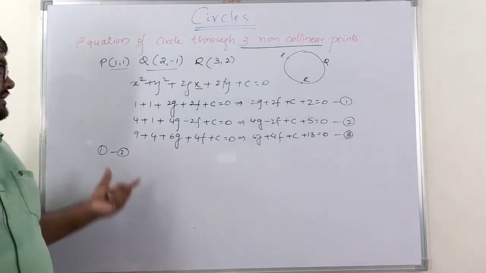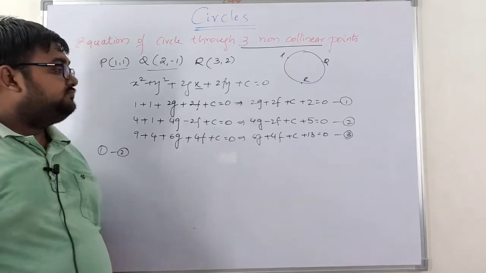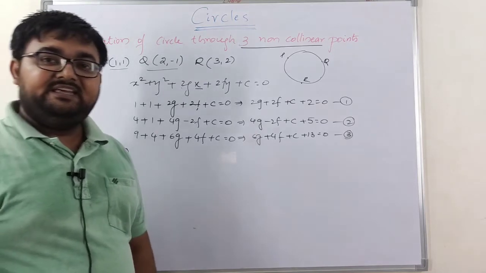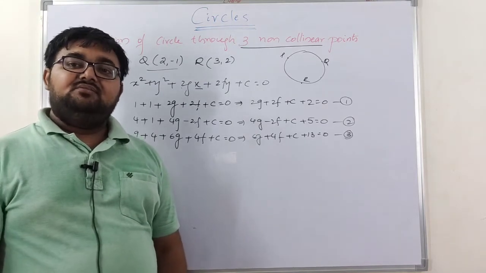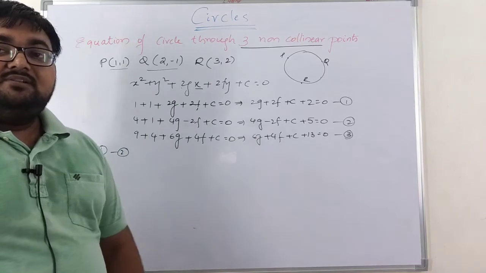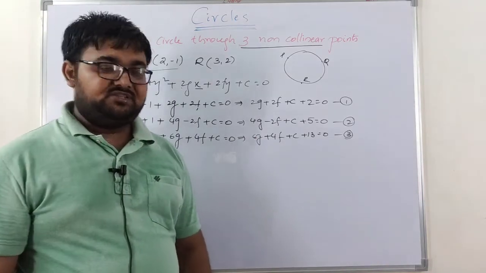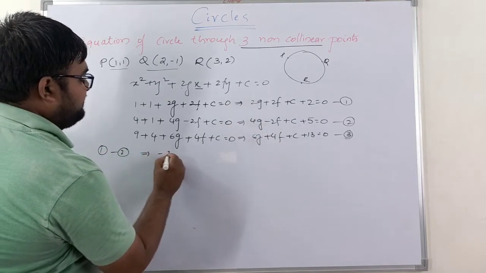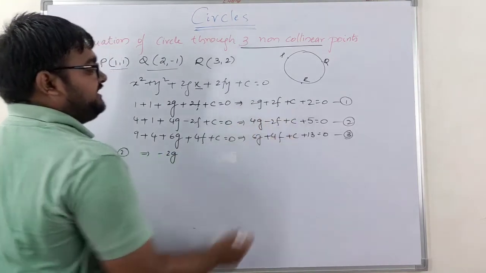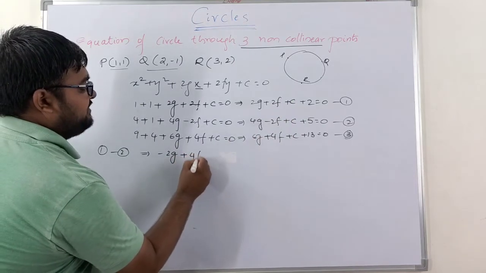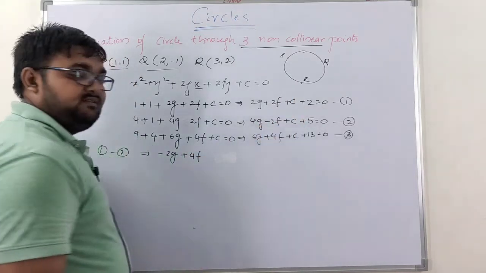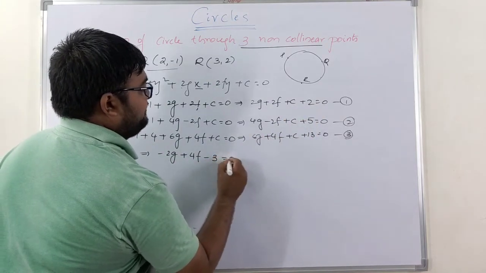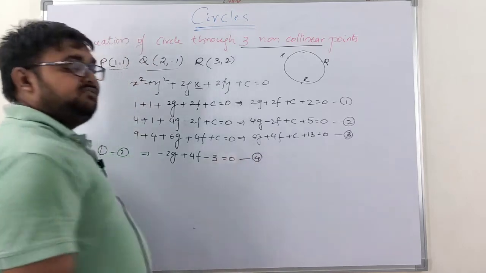Now equation 1 minus equation 2. Why are we doing equation 1 minus 2? You might already have learned in linear equations that if you want to eliminate variables, we need to do the process of elimination, right? So from this, 2g minus 4g is minus 2g. Next, 2f minus of minus 2f is 4f. c minus c is gone. Next 2 minus 5 is minus 3 is equal to 0. Let this be equation number 4.